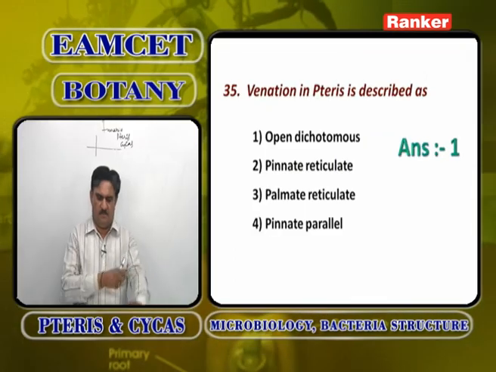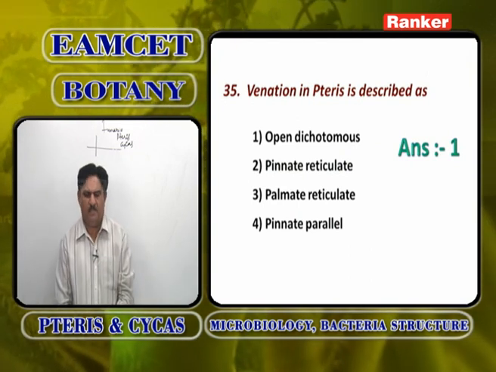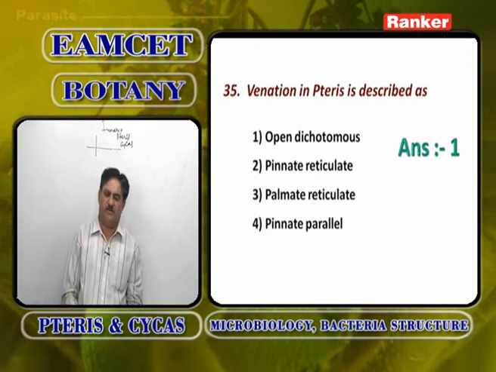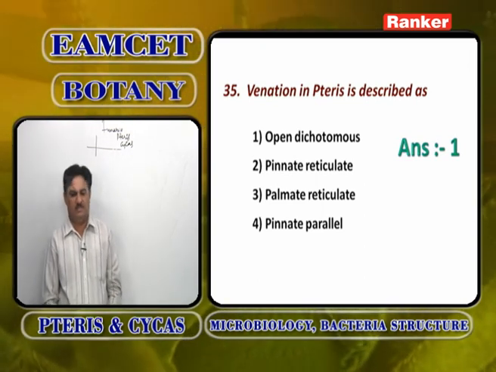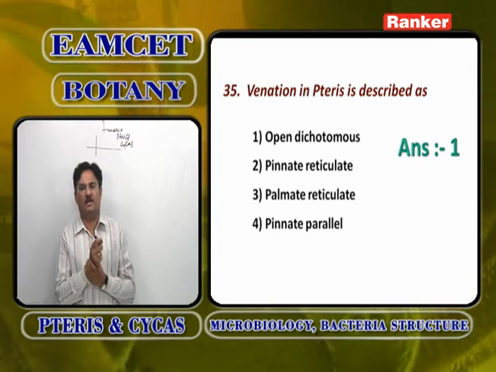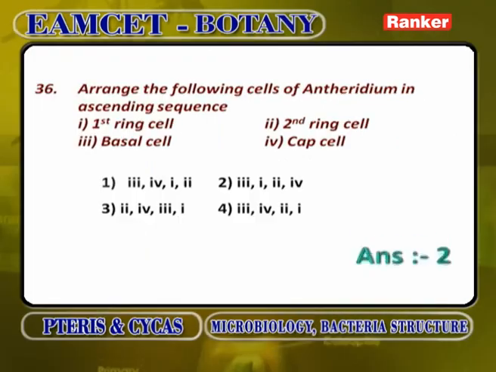Pinnate reticulate is wrong. Palmate reticulate is wrong. Pinnate parallel is wrong. The answer is open dichotomous venation. Venation in Pteris is described as open dichotomous venation.